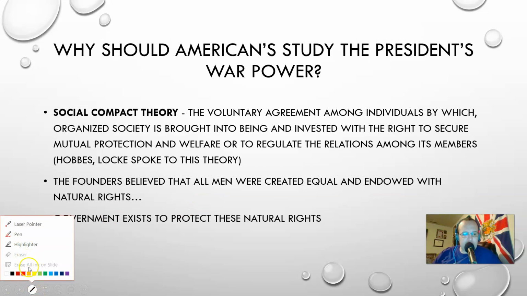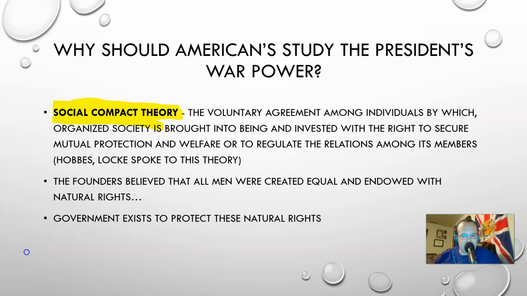So we begin with the social compact theory. I am very much aware that there are other names for this, but this is the name that's going to be on your test, so get used to referring to it as the social compact theory. It's the voluntary agreement among individuals by which organized society is brought into being and invested with the right to secure mutual protection and welfare or to regulate the relations among its members.